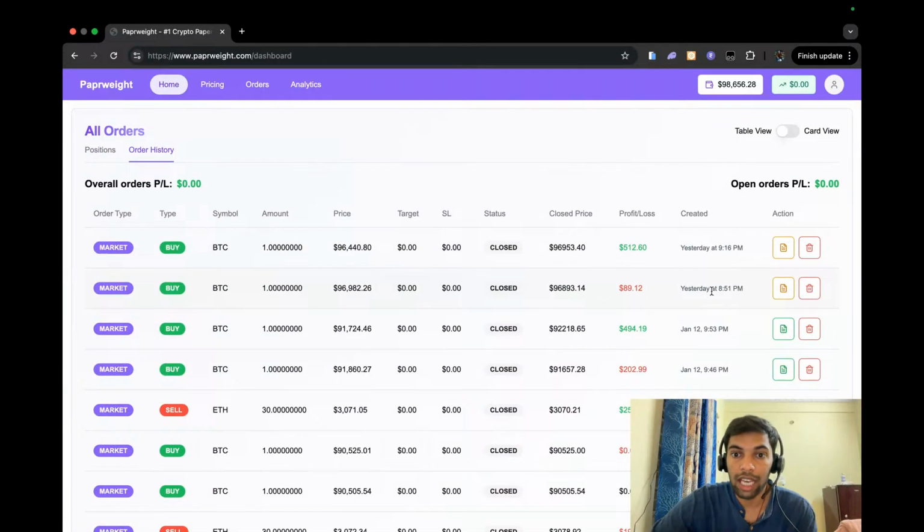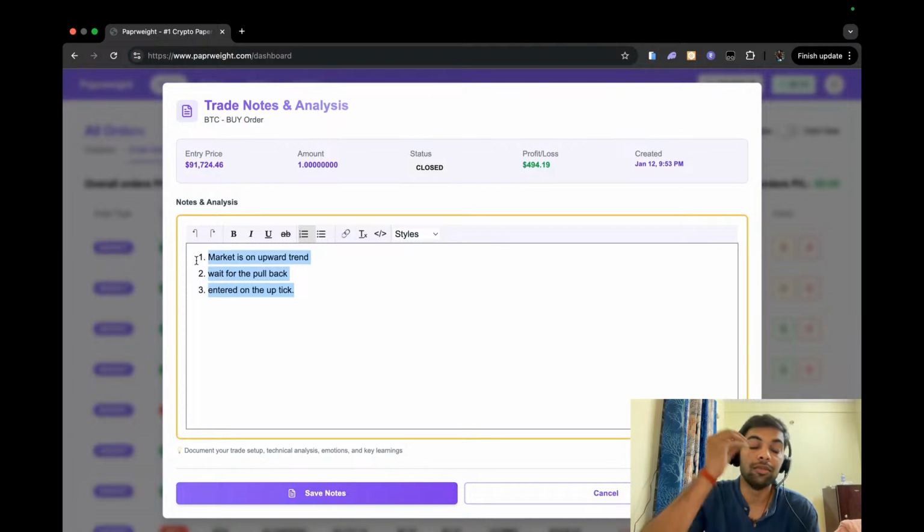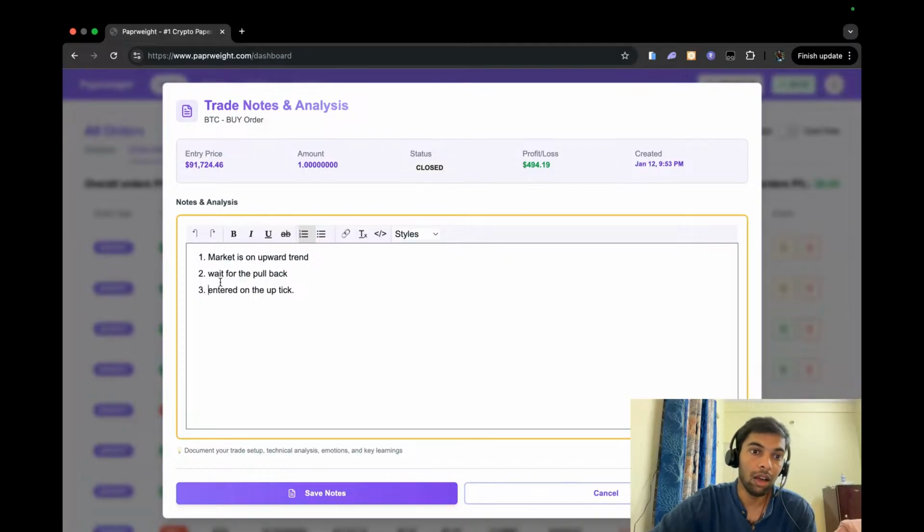What I'm telling you about this gap is that you have to track your trades, you have to journal whatever you thought while punching that trade, you just have to write it down. So in this order history there is a notes section, and when you click on it you can write your mindset, your way of thinking, why you took this trade. So this BTC buy order is closed, and I booked the profit. I just wrote it down: market is in an uptrend. I waited for the pullback and entered at the uptick. That's it.